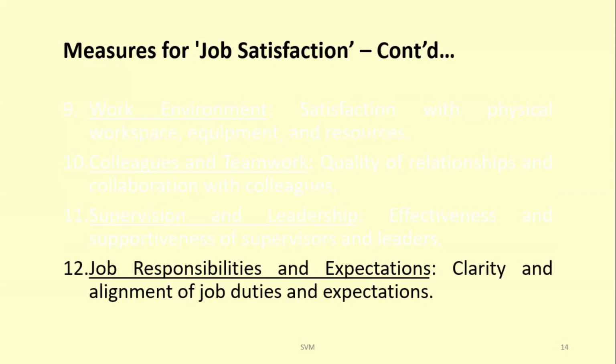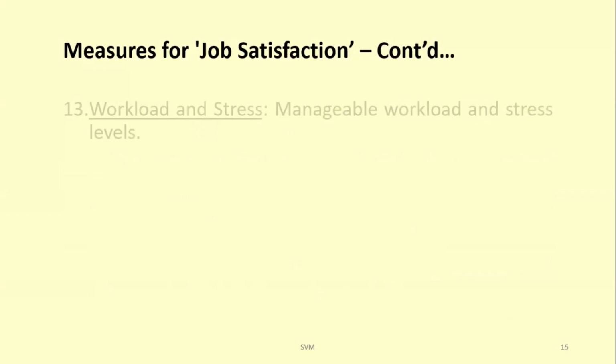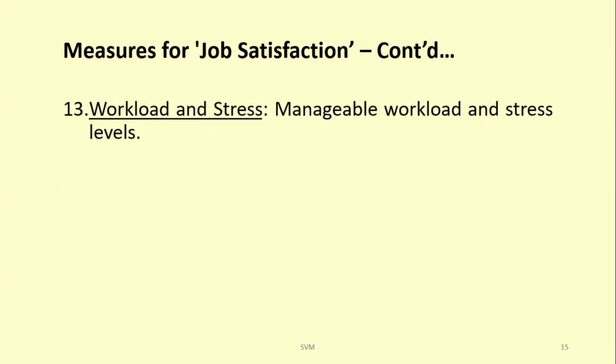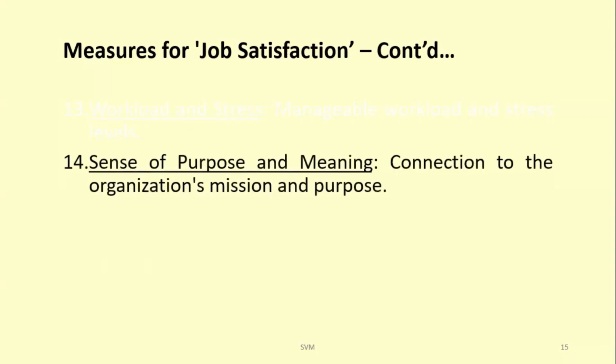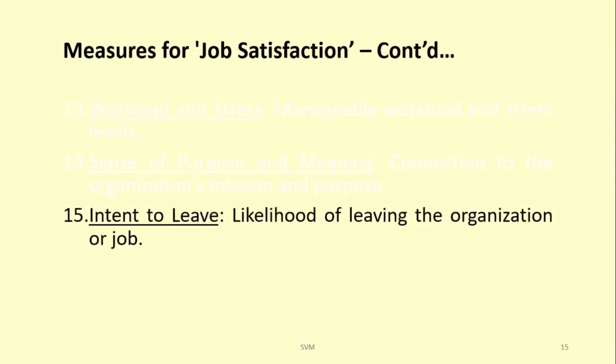Job responsibilities and expectations, the clarity and alignment of job duties and expectations will also give job satisfaction. So that can be measured. Workload and stress, manageable workload and stress levels can be measured. Sense of purpose and meaning, connection to the organization's mission and purpose can be measured. Intent to leave means the probability of someone leaving the job or organization will also tell us about what happened to their job satisfaction, or there may be a lack of job satisfaction.